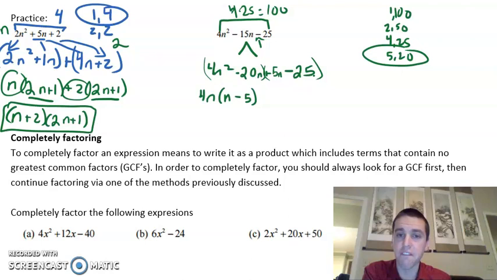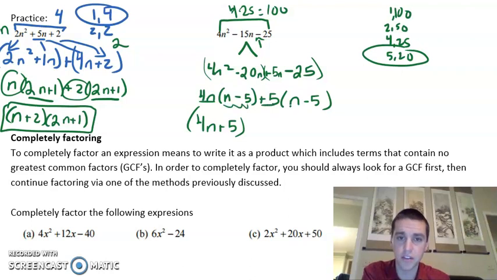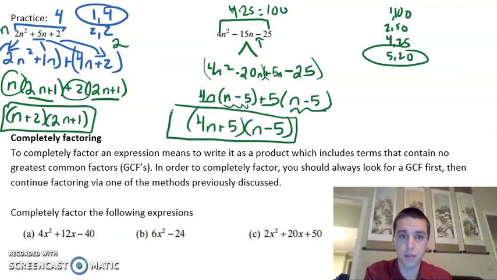I see that a 5 is in common, not an n but a 5, so plus 5, parentheses, n minus 5. I know that I did it correctly because the n minus 5 is here. So I'm going to get 4n plus 5. That's where I get it from these two. And then from n minus 5 and n minus 5, I get n minus 5 there. And so that is completely factored for both of those problems.